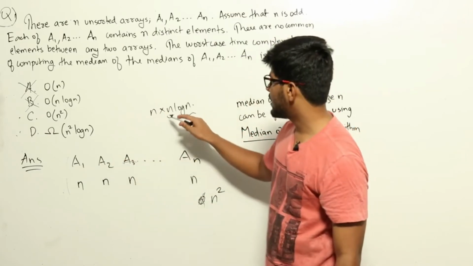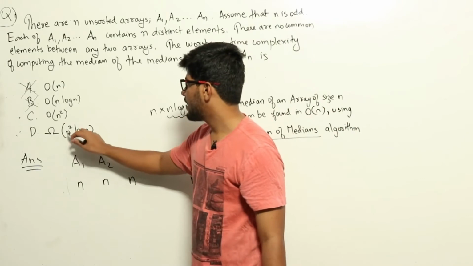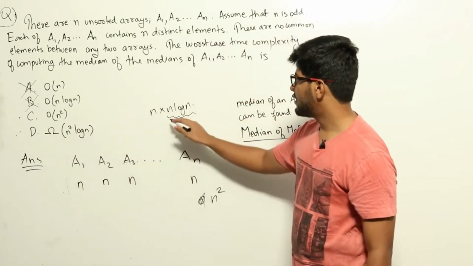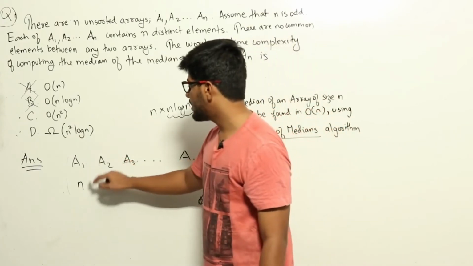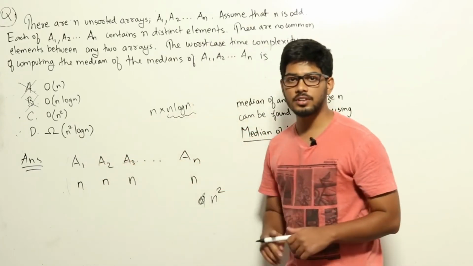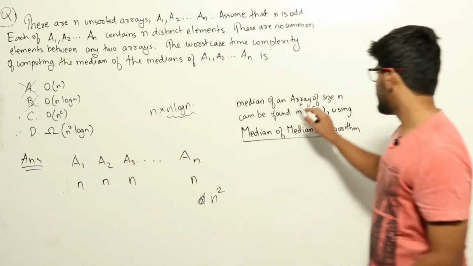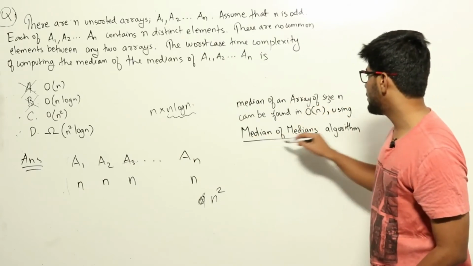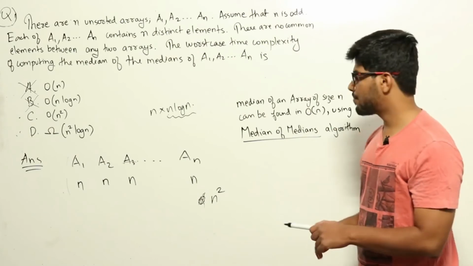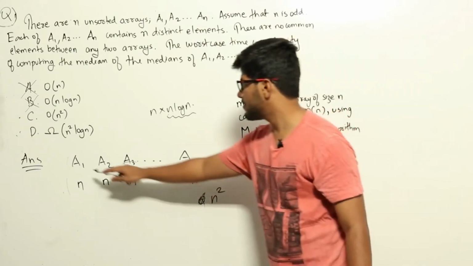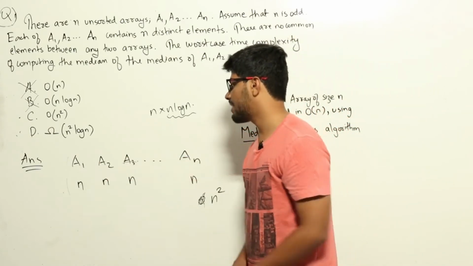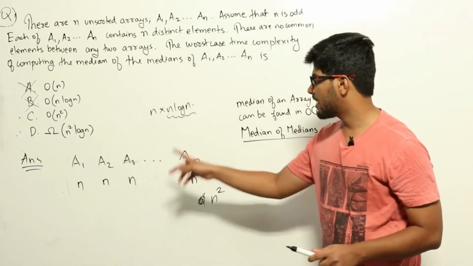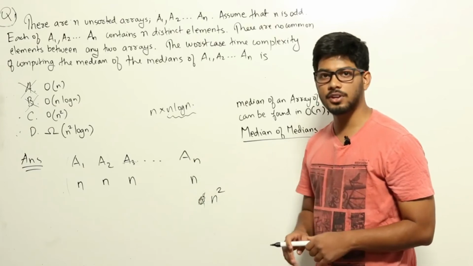If that is the algorithm we are using, it will take n square log n time to solve this problem. But to find the median of an array, we don't need to sort that array. The median of an array of size n can be found in O(n) time using the median of medians algorithm. So if you apply the median of medians algorithm, we can find the median of array A1, or each of the arrays, in O(n) time only. We don't need to sort the array and spend O(n log n) time to get the median.